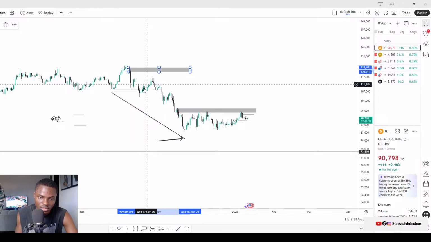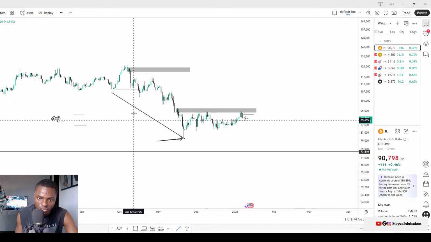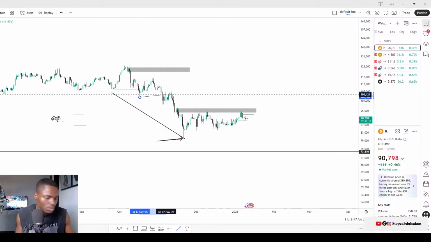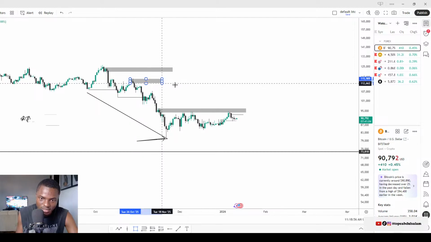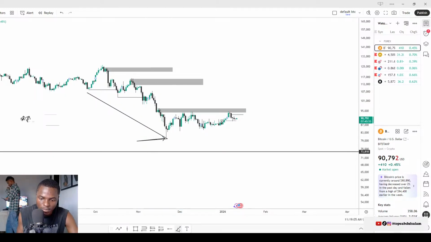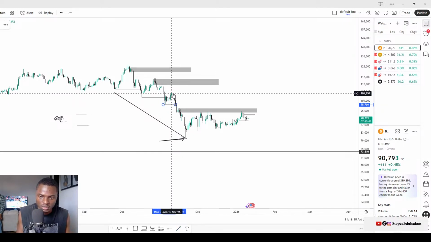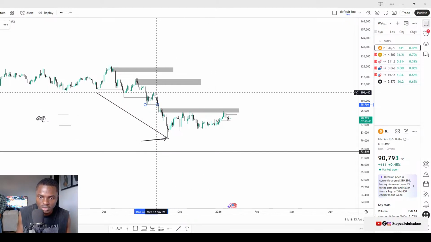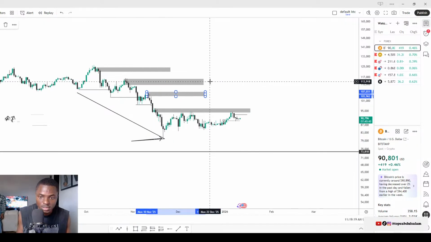This is our point of interest, and we have another break of structure here. So this is our new point of interest, because this was the last buying candle before sellers came. So we broke another structure here, and this is also our point of interest.